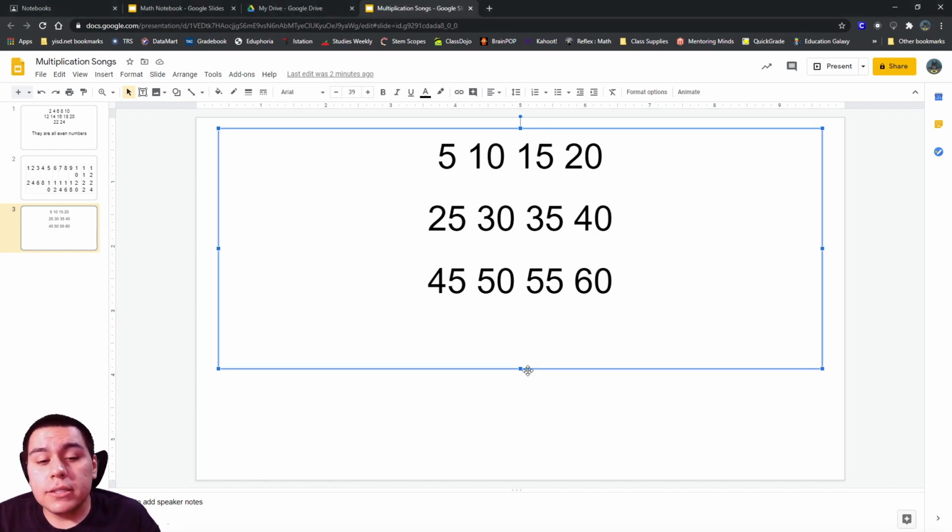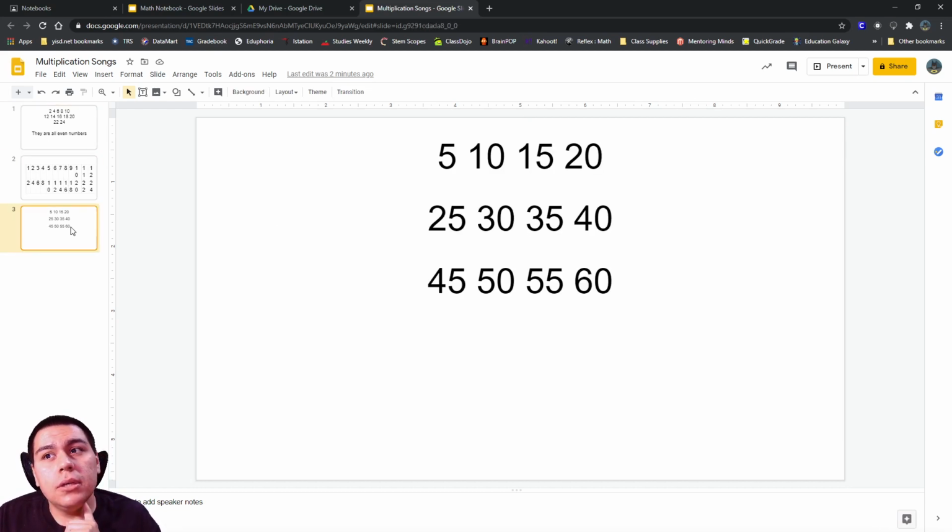We're still going to be practicing with the 5's throughout the week. So last week we did the 2's, and just like last week, we'll practice some more with the 5's throughout the week.